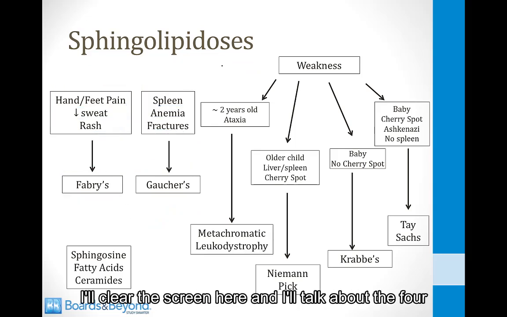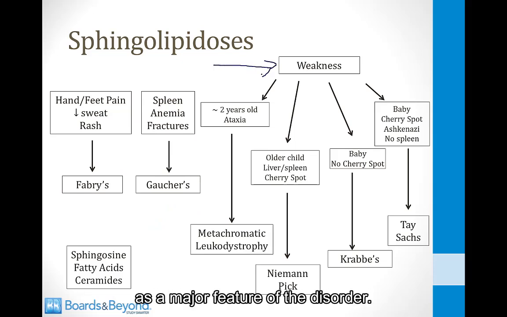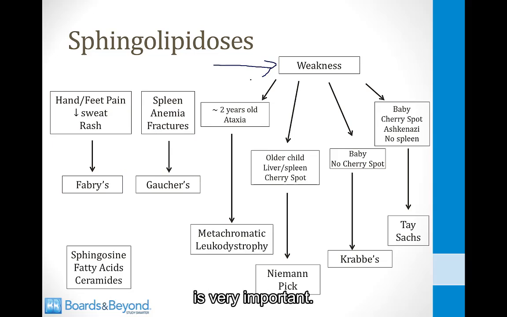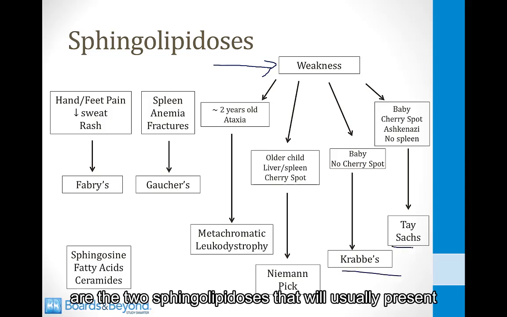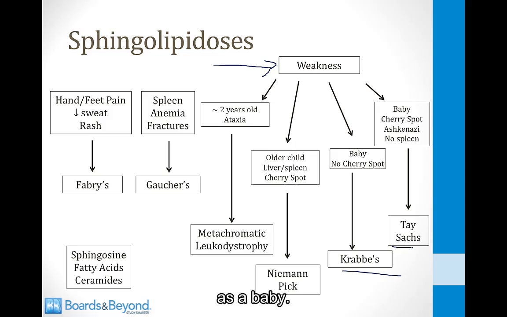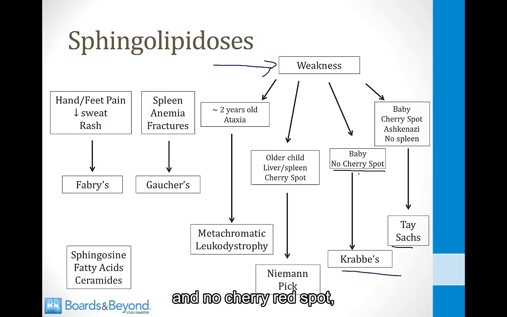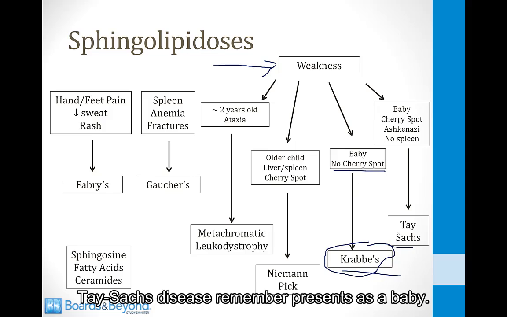I'll clear the screen here and I'll talk about the 4 sphingolipidoses that present with weakness as a major feature of the disorder. And in this case, the age of onset of the condition is very important. Krabbe's disease and Tay-Sachs disease are the 2 sphingolipidoses that will usually present as a baby. If it's a baby with progressive neurodysfunction and no cherry red spot, that is probably a child who has Krabbe's disease. Tay-Sachs disease, remember, presents as a baby.